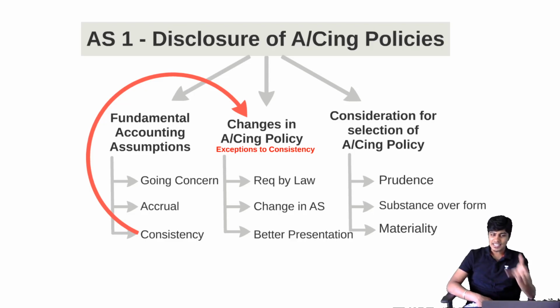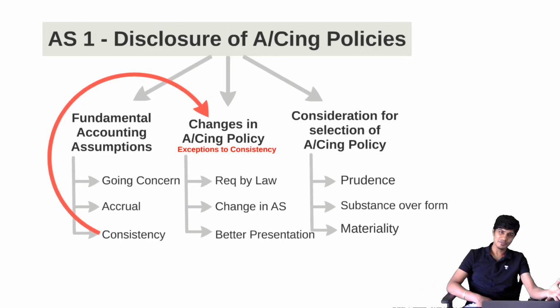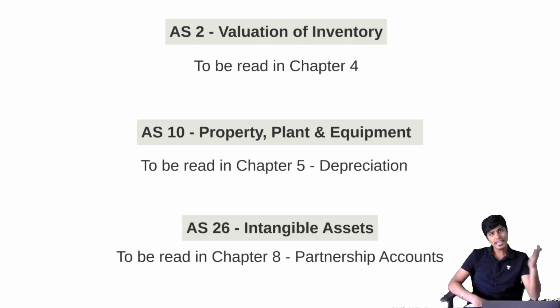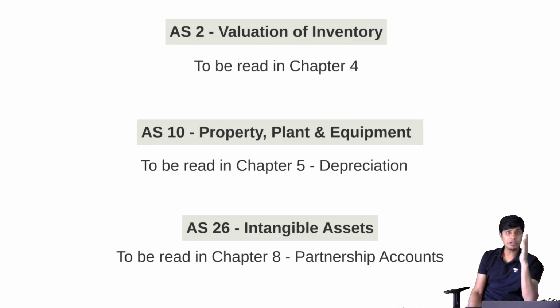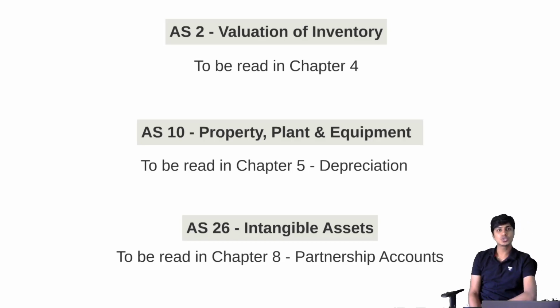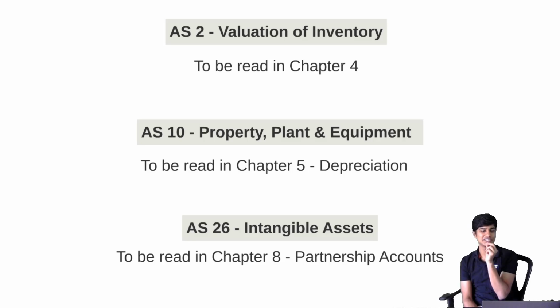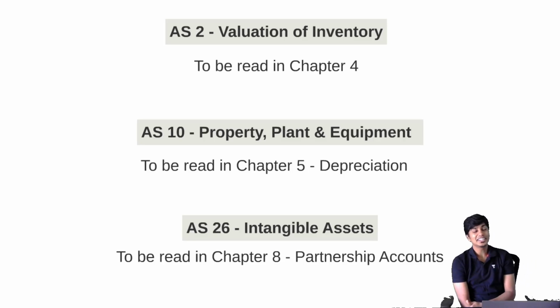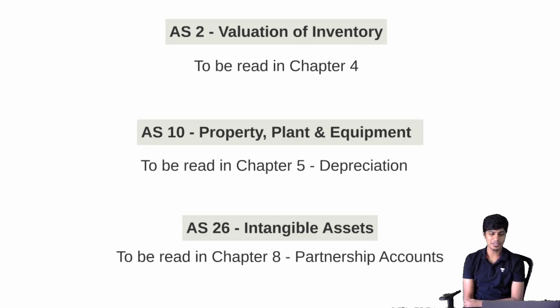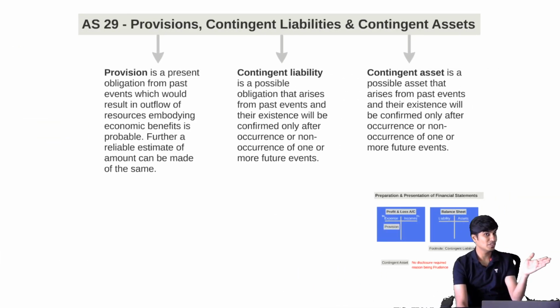We generally discuss this AS1 all by itself for about an hour in a regular class. However, this is marathon revision and I have to finish it in a couple of minutes. AS2 is covered in chapter 4, which deals with inventory. AS10 is covered in chapter 5, which deals with depreciation. And AS26, just a reference, on intangible assets, is covered in goodwill treatment in the partnership chapter. That, my friends, is the end of the other standards.